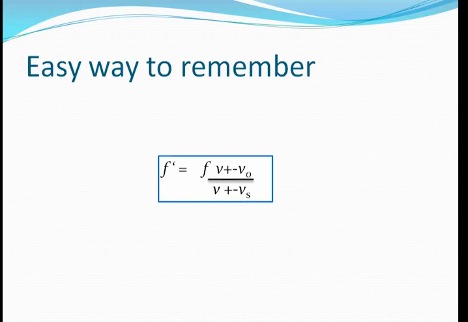Also, in the case when both source and observer are moving, you can still use this equation. For example, if the observer is moving away and the source is moving towards the observer, then you will write v minus vo and v minus vs. Now let's move on towards some IIT-JEE problems yet again.